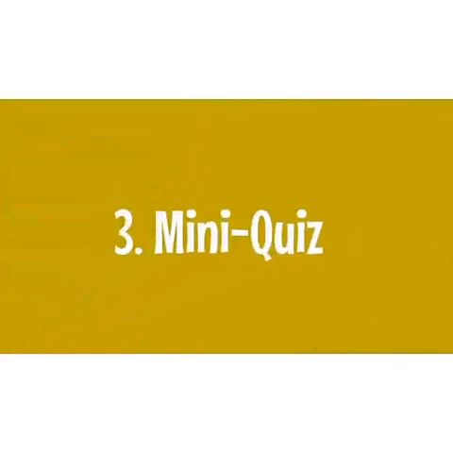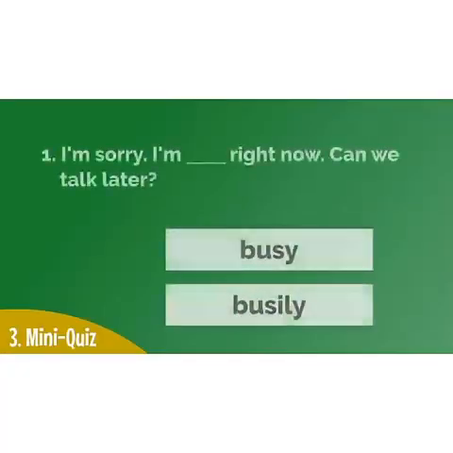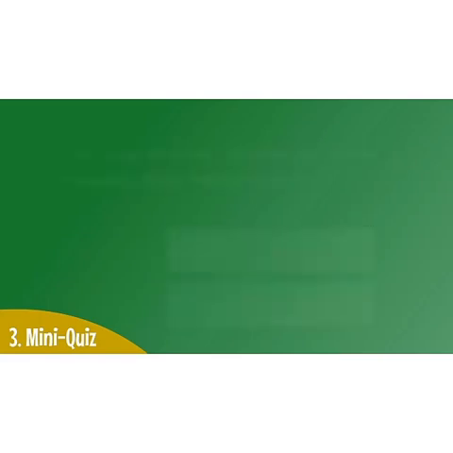Okay, now here we have a mini quiz قصير لاختبار معلوماتكم. I am sorry. I am busy or busily right now. Can we talk later? Yes, excellent. Busy. Busy is the correct answer because here we have a be verb. فعل be اللي هو I am.